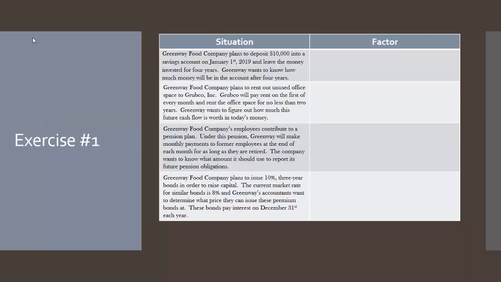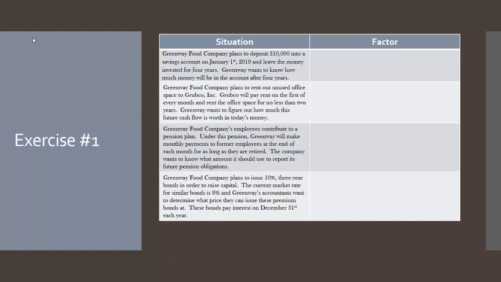So in exercise number 1, you're given a bunch of situations, and you're asked to figure out what factor you're going to use, what formula you're going to use to compute this to figure out your answer. In the first one, we have Greenway Food Company, and they plan to deposit $10,000 into a savings account on January 1st, 2019, and leave that money invested for 4 years. They want to know how much money will be in that account after 4 years. So if we deposit this, it's not going to be worth $10,000 in 4 years. Why? Because it's going to be earning interest the whole entire time it's there.